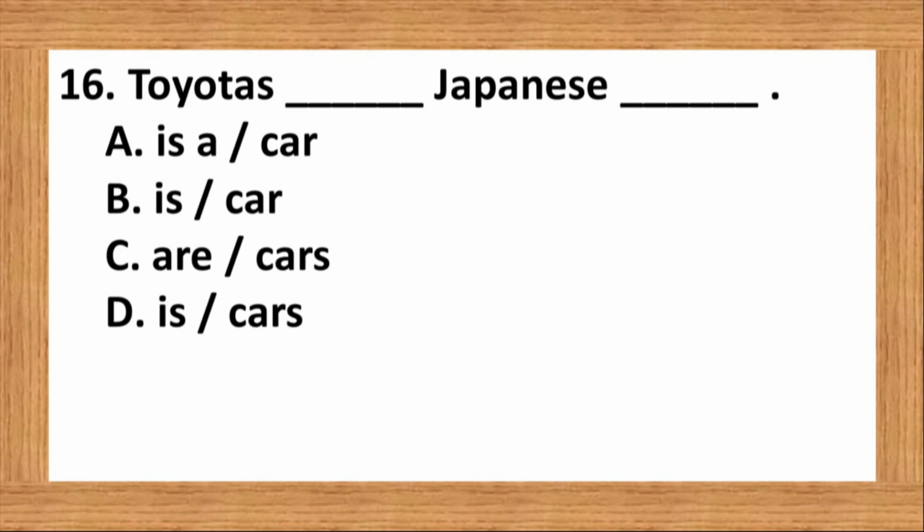(16) Toyotas blank Japanese blank. A, is a car. B, is car. C, are cars. D, is cars.